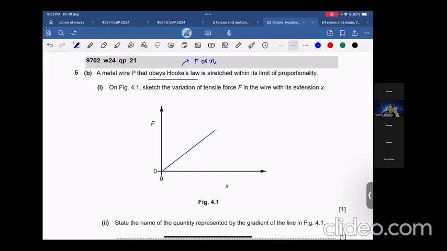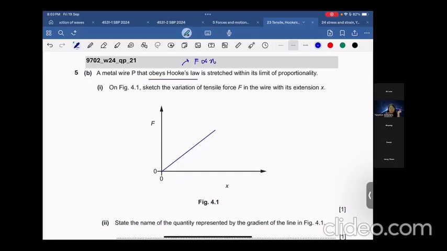Directly proportional has two features. One is a straight line. The second is that it starts from the origin. Without force, of course, there is no extension. So it must start from 0.